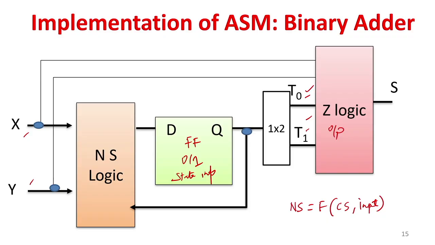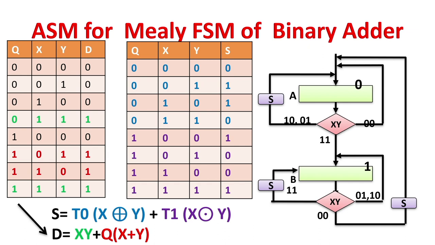So suppose you are in T0 state, on what conditions will S be 1? That thing we will see. If you look at the ASM for the Mealy FSM of binary adder, same thing, this is the ASM. So this one is transitions, if you look at Q values. Suppose in the first case you are in state 0. On what case are you getting a 1 value? This one is for next state 1.